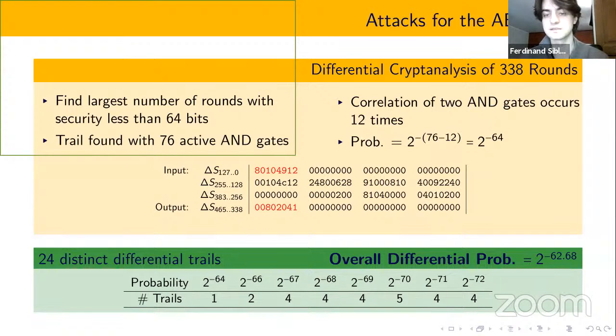Another thing we did is consider truncated rounds and see how many rounds we can attack and have below 64 bits of security. We found that we can attack 338 rounds and have an overall probability of 2 to the minus 62.